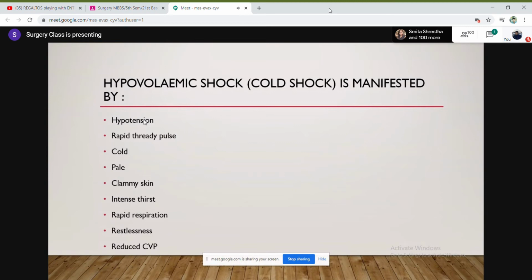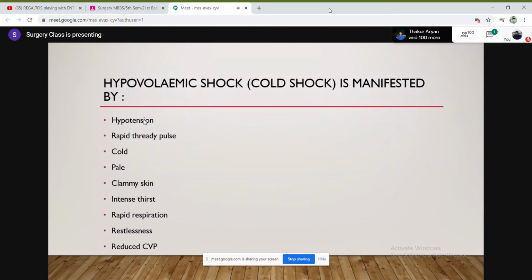For example, if somebody loses 1 liter of blood in 10 days, the patient may have a normal behavior. There might not be any changes in his body. But if the patient loses 1 liter of blood in less than 5 minutes, he may not survive. So you see, it's more of a time factor.